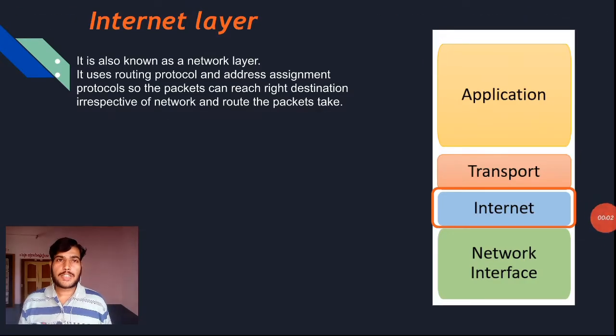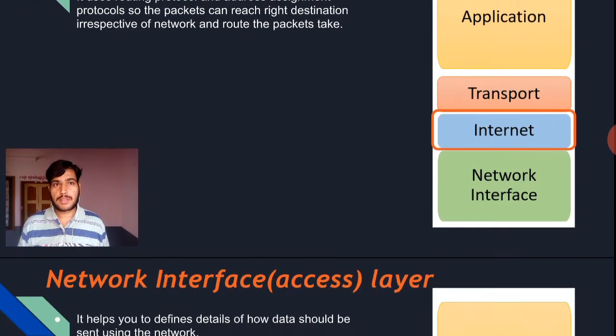The next layer is the network layer. It is also known as the internet layer. It uses routing algorithms and address assignment protocols so that the packets can reach the correct destination irrespective of the network or the routes the packets travel.